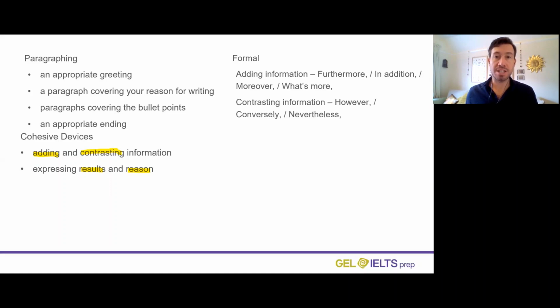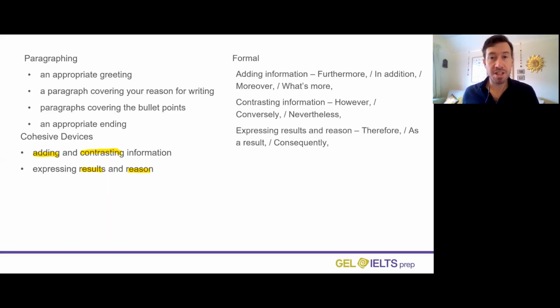Other ones for contrasting would be words like however, conversely, and nevertheless, and they all mean but. And again, they're for connecting two different sentences. Expressing results and reason, well, these all mean so. You could have therefore, as a result, and consequently. So they all mean so. Now, all of those are very formal ones, and you would only want to use them in formal letters.